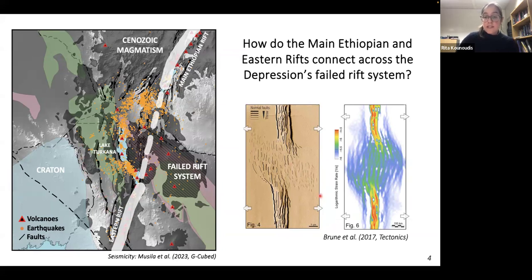And a lot of modelling studies thus far have modelled the depression as this simple, uniformly thinned lithosphere because of these previous rift systems. But in the absence of any lithospheric scale constraints, we don't really know whether this holds true. So that's another goal. We want to try and see if we can image the lithospheric structure and how it varies across different tectonic domains in the depression, and hopefully inform some future modelling work.